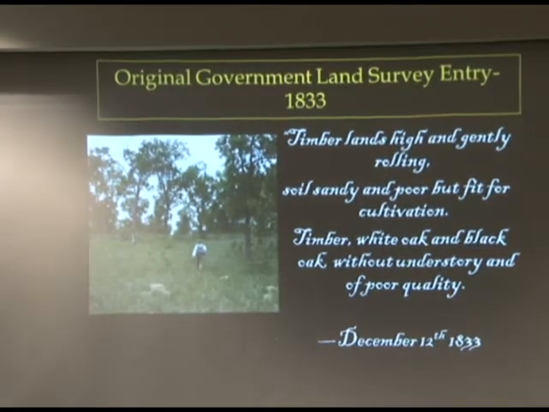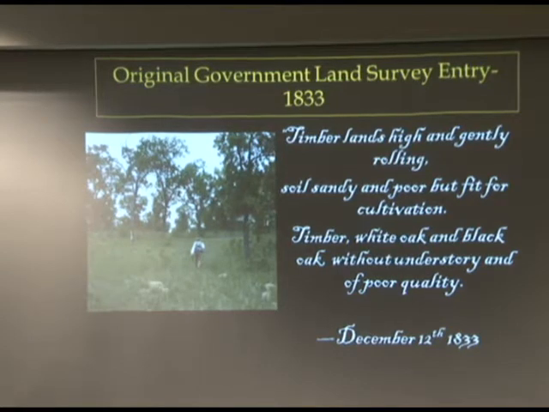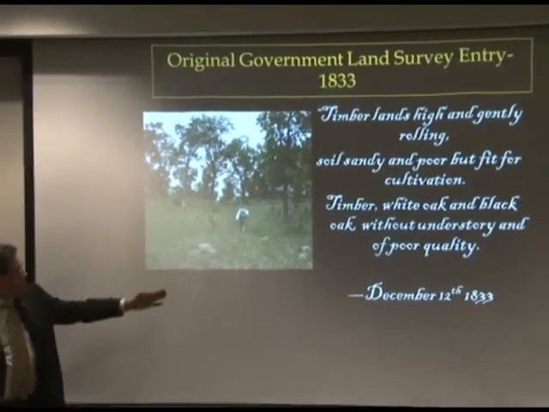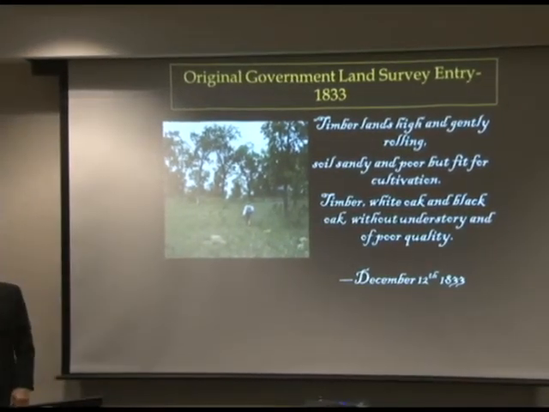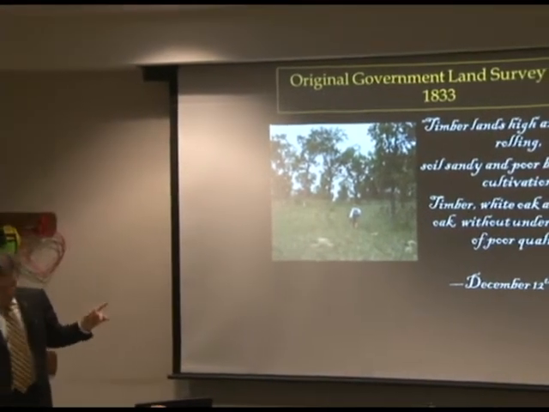Timber lands high and gently rolling, soil sandy and poor but fit for cultivation. Timber, white oak, black oak, without understory and of poor quality. So you can see they essentially, you can walk that same line now and feel like you just went down the survey route. It's remarkable how similar the land is today based on their descriptions.